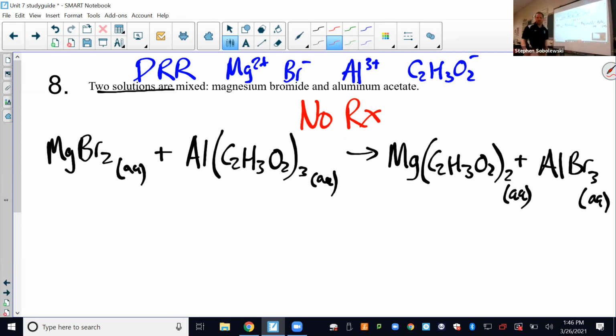And we don't even need to balance it because there is no reaction. I mean, if you did want to balance it, you could. You're not wrong to balance it. It's just no reaction took place. No need to balance. And for reaction type, as we said before, it would be a double replacement, but no reaction actually took place.